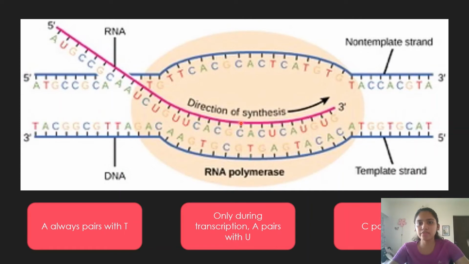Then it diffuses out of the nuclear membrane through the nuclear pore, attaches itself to a ribosome in the cytoplasm, instructs the ribosome to arrange the bases to make amino acids, and that makes a protein. So again, A always pairs with T. That's your answer in your MCQ if you're going to solve a past paper. And only during transcription, A pairs with U, C always pairs with G.